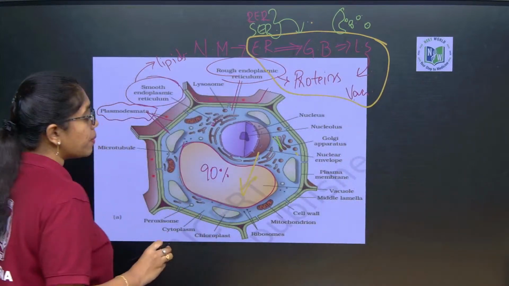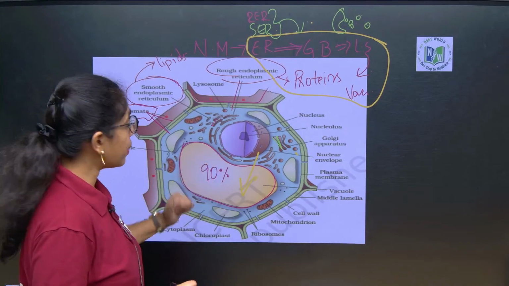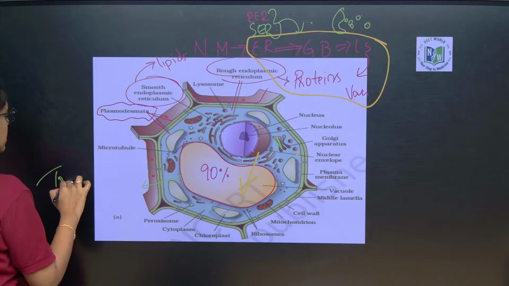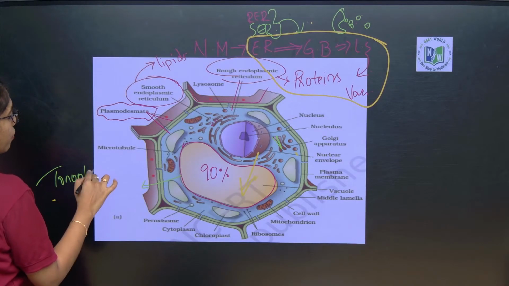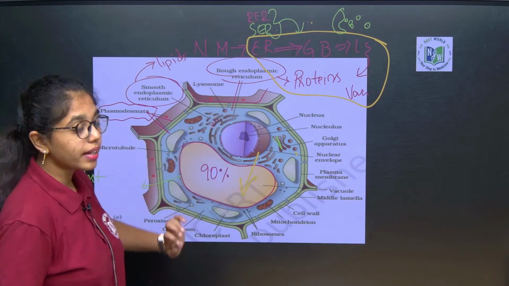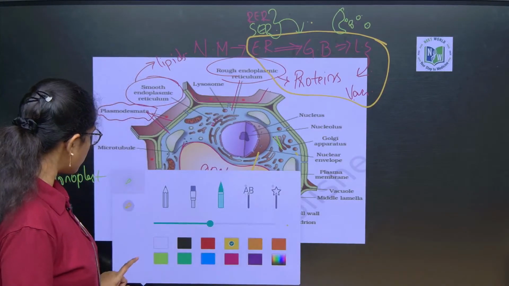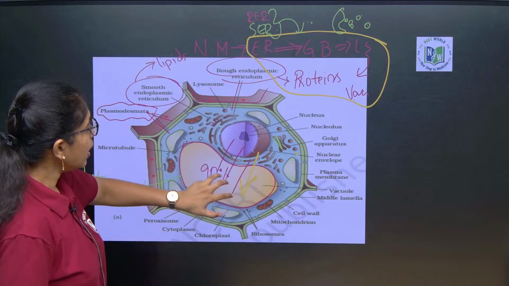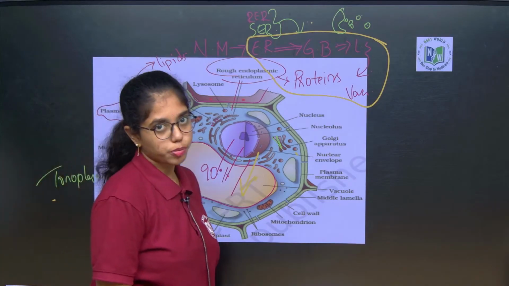Okay. What is the membrane of the vacuole? The membrane of the vacuole is tonoplast. Tonoplast is the membrane of the vacuole. And how will the materials enter into the vacuole? The materials will enter into the vacuole by active transport.